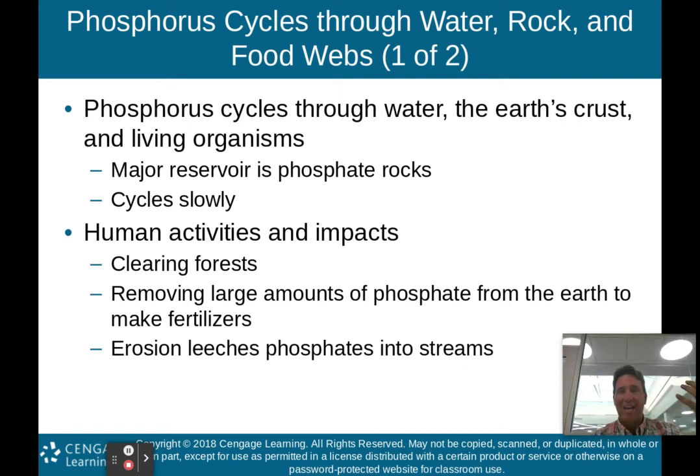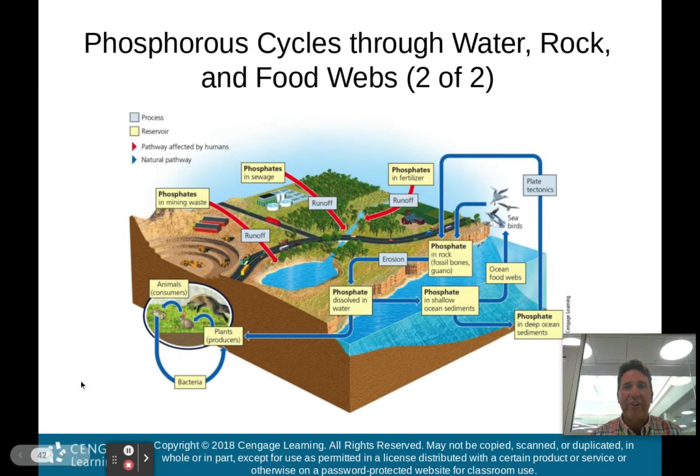So we take phosphates out of the earth. We make these fertilizers. We throw fertilizers on the ground, and then the fertilizer erodes away, leaches, which is basically coming down into the stream. So now you get the phosphates in streams, and now you have a higher level of phosphorus in our aquatic ecosystems than we would normally have. So once again, a way humans are disrupting the phosphorus cycle.